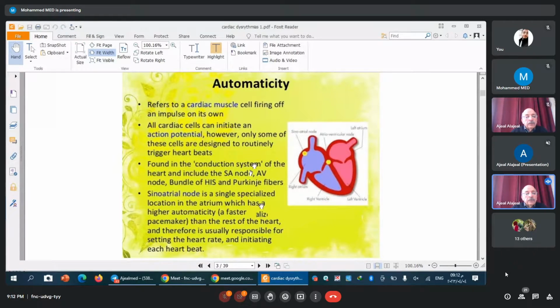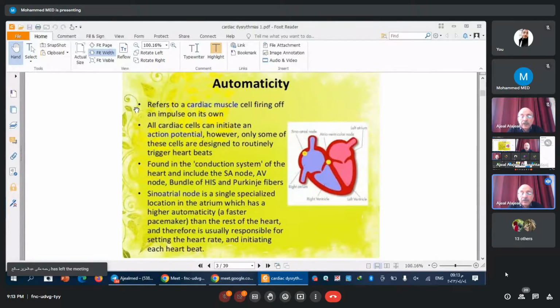This refers to automaticity, and I wish to tell you what automaticity is, because this is a very important term. The heart is normally under sympathetic and parasympathetic control. The sympathetic causes acceleration of the heart rate, and the parasympathetic causes deceleration. If you denervate the heart, that is, you remove all the sympathetics and parasympathetics, the heart will not stop. The heart will work automatically, and this is called automaticity.